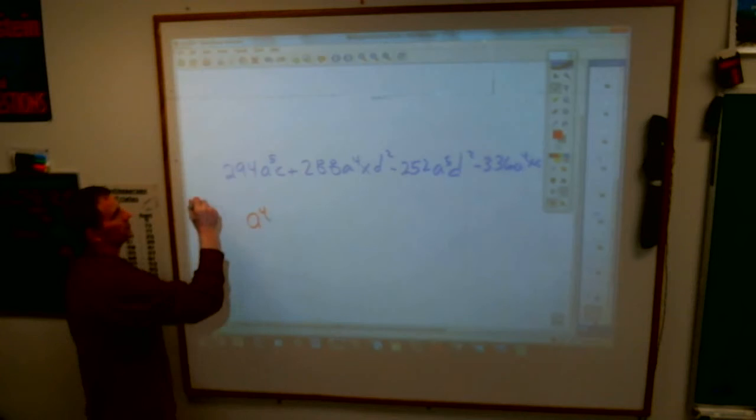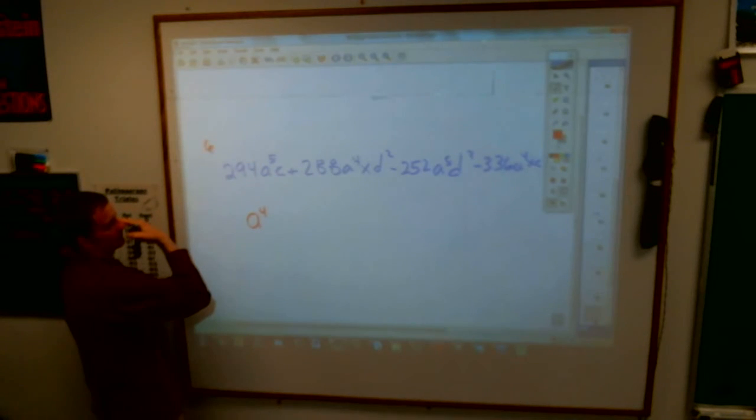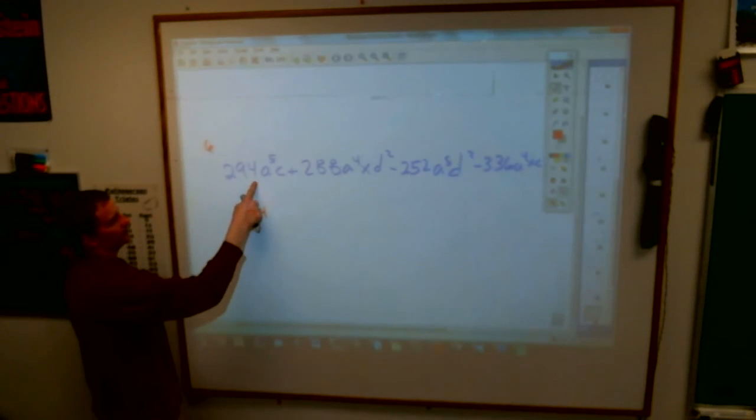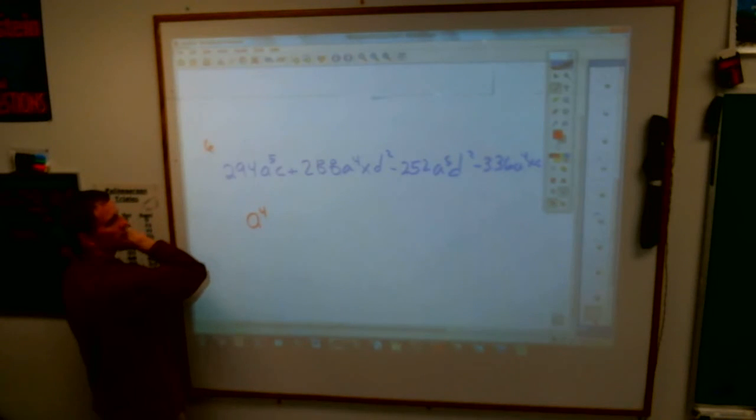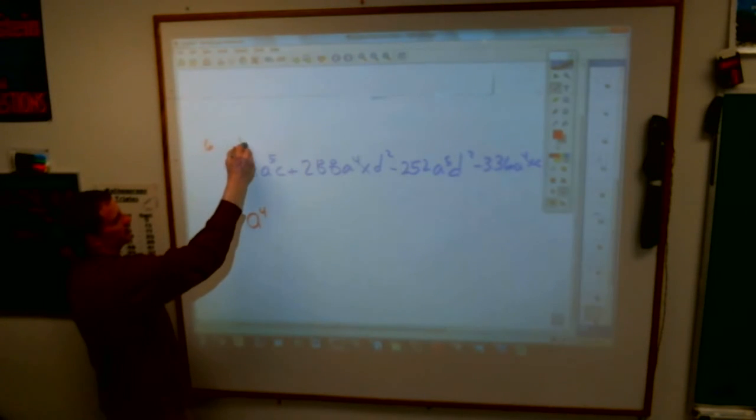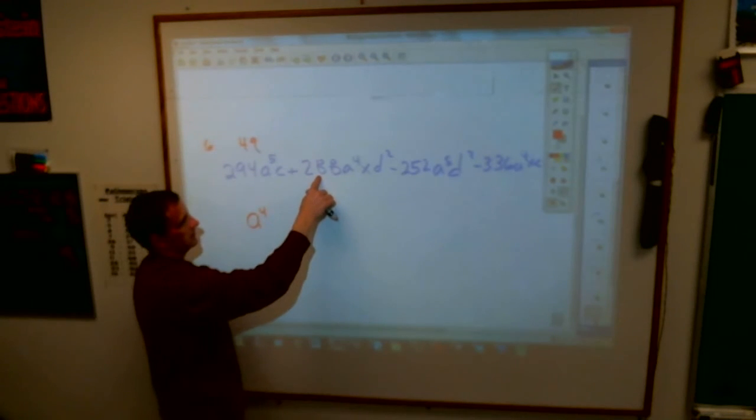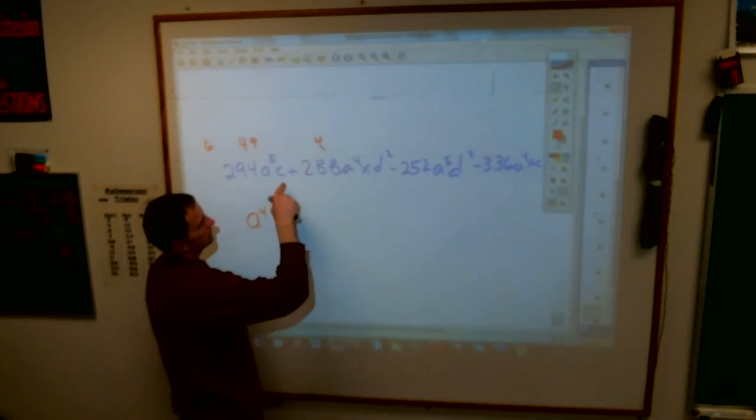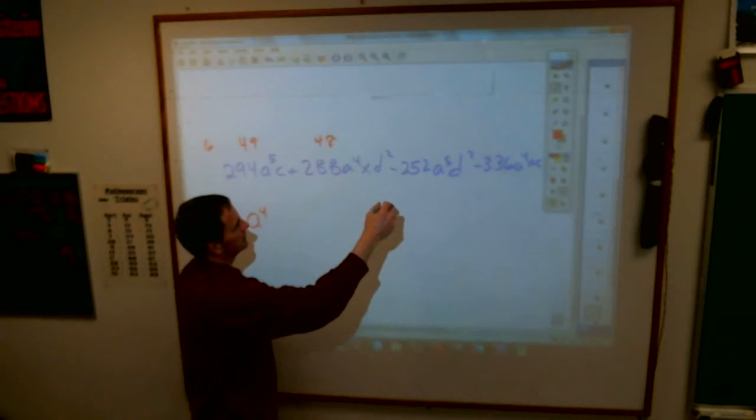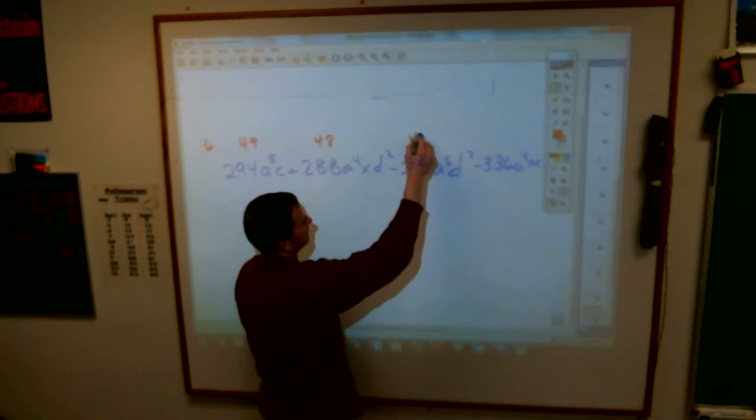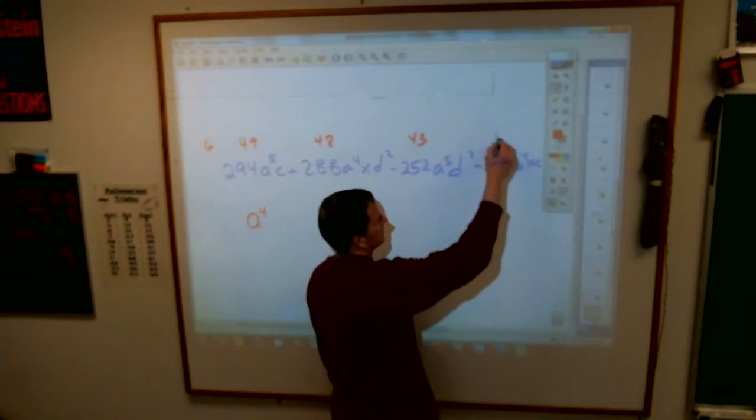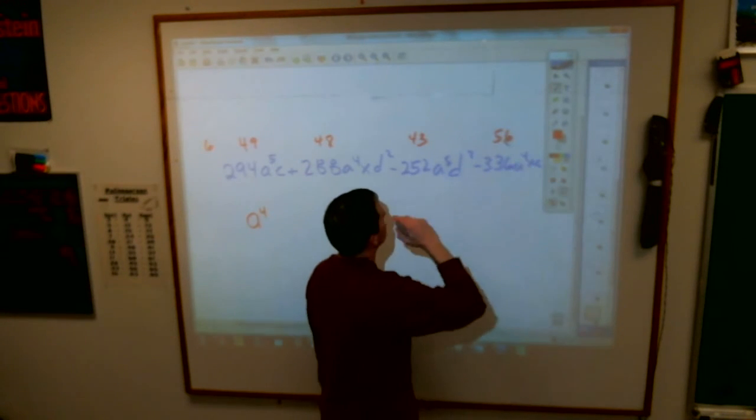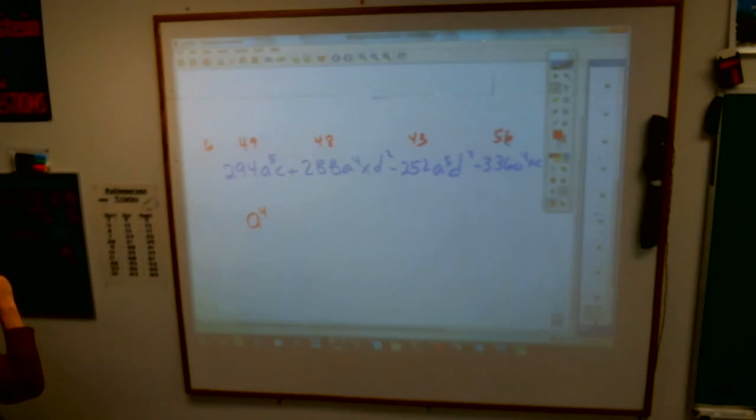Should we take the 6 out? If they add up to 9, you can go, no, 9 doesn't go into that. Let's try 6. 6 is 49. 6 is 43. No. 24, 48, 48. 6 is 43. And 6 is 56. And those don't have any common factors, right?